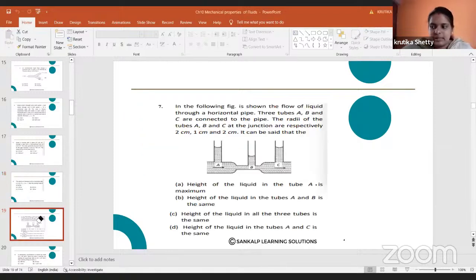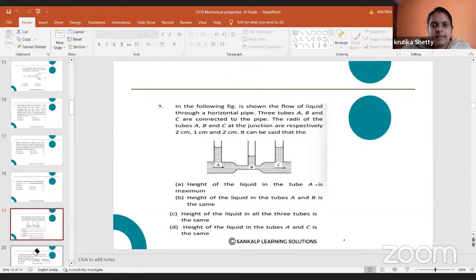So here you can see this. In the following figure is shown the flow of liquid through a horizontal pipe. 3 tubes A, B and C are connected to the pipe. You can see in the figure that A, B, C are all joined to each other. The radii of tubes A, B, C at the junction are respectively 2 centimeter, 1 centimeter, 2 centimeter.